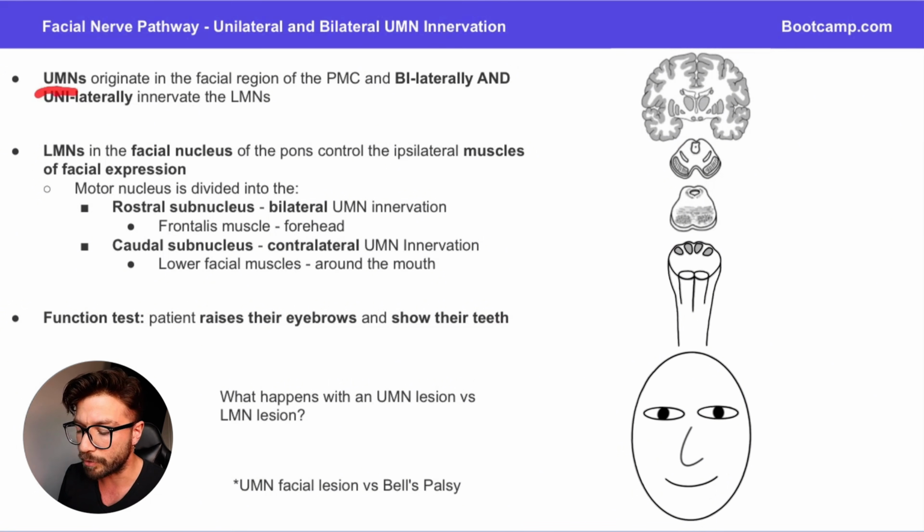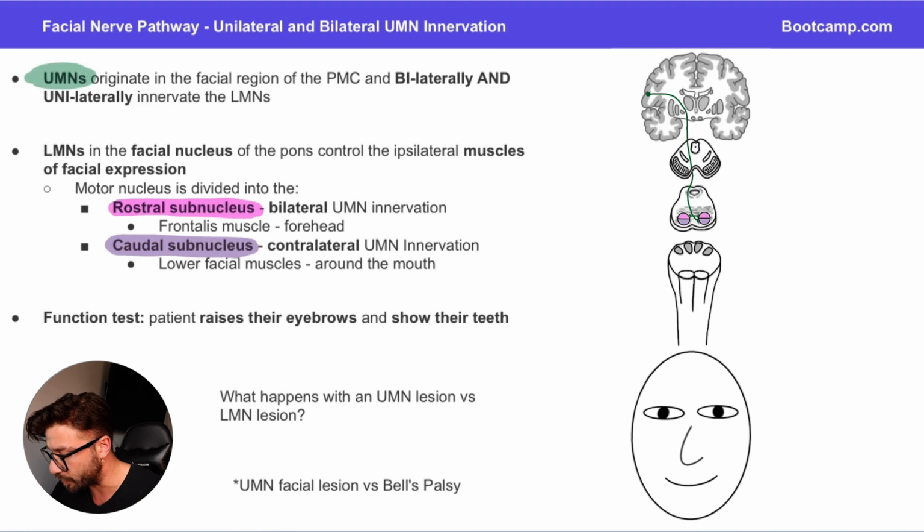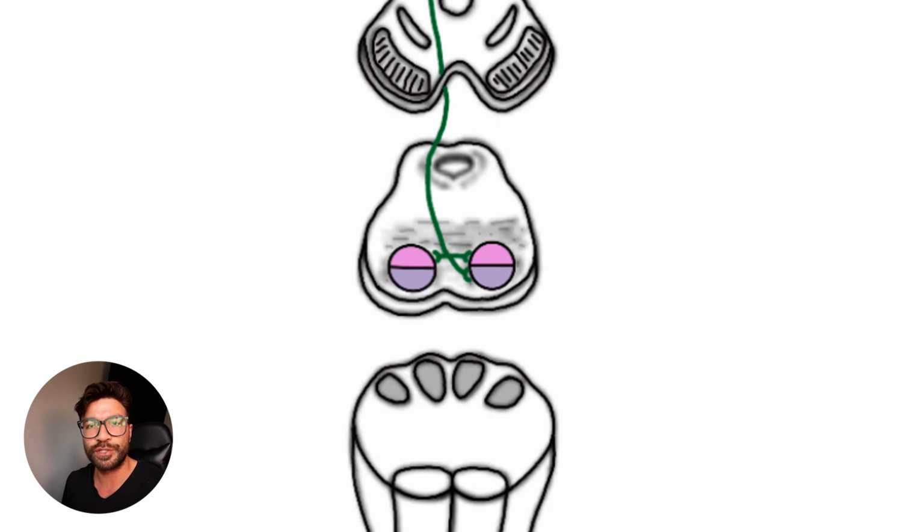Starting off first, the upper motor neuron is going to come from that facial region of the primary motor cortex. It's going to come down. When it reaches the facial nerve nuclei, it's going to both bilaterally innervate it as well as unilaterally innervate it. And I'll show you what I mean by drawing this out. So when we take a closer look at this pathway, you can see when it reaches the level of the facial nucleus, it's going to give off bilateral innervations to each facial nuclei, right here and right here, as well as a unilateral contralateral innervation.